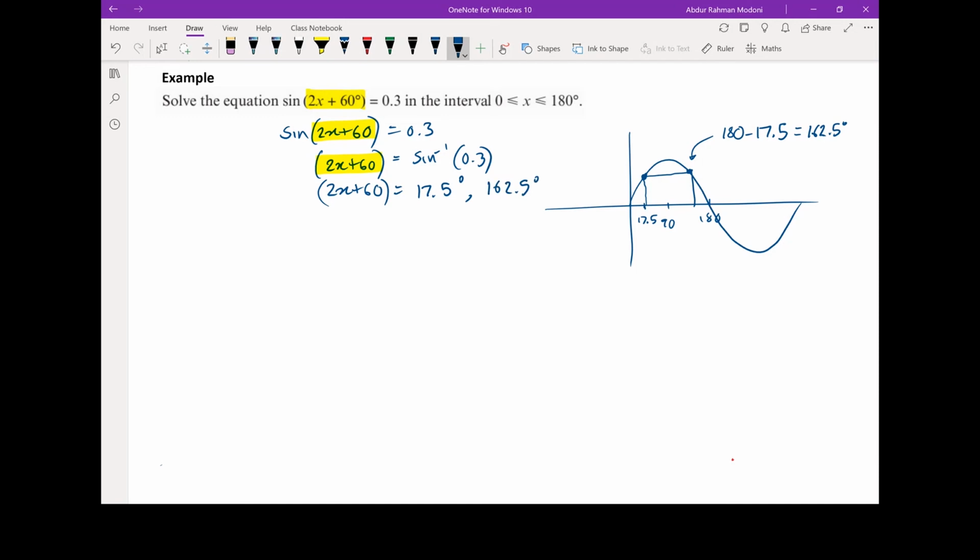So we've got 2x plus 60 is equal to 17.5 degrees and also 162.5 degrees. Now we need to go and find all the angles which are within this range of 2x plus 60. But here the interval that we have is x between 0 and 180. So we need to adjust the interval here. So let's go and adjust the interval.